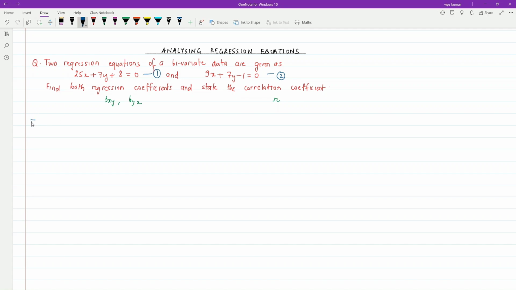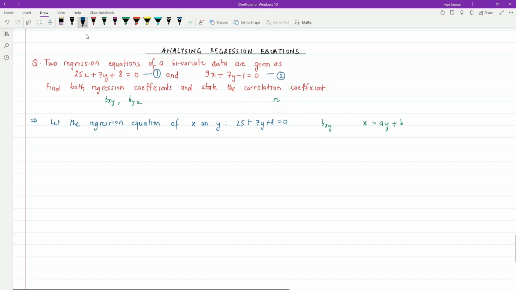Now here, if you will see, there is no specification as such. So to begin with, we are going to declare the equations as the regression equations of x on y and y on x. So let me say that I'll take the first equation as the regression equation of x on y. And if you have seen the earlier video, you know that from this we are going to get the regression coefficient Vxy, and for that we need to write down the equation in the form x is equal to ay plus b. So let us do that.